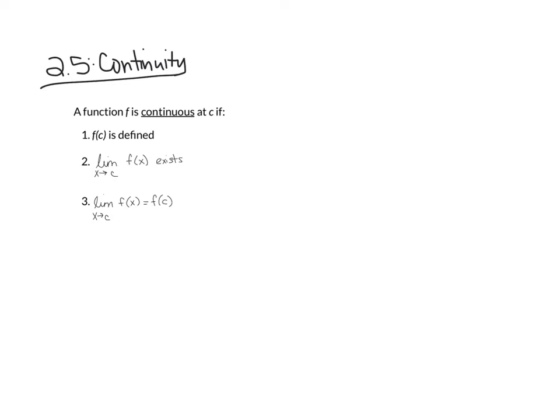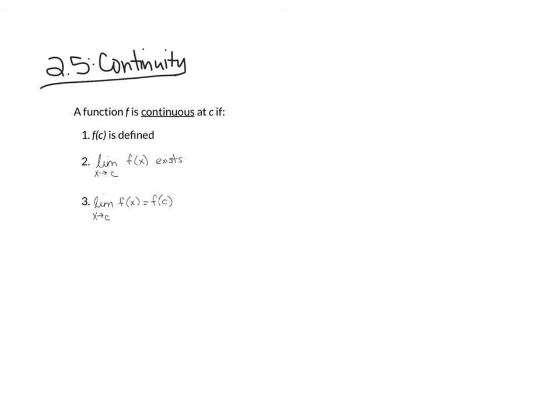This section will discuss continuity. So I'm going to give you the definition first and a few examples, and then we're going to actually do a few together. So first of all, a function is continuous if these three things happen.